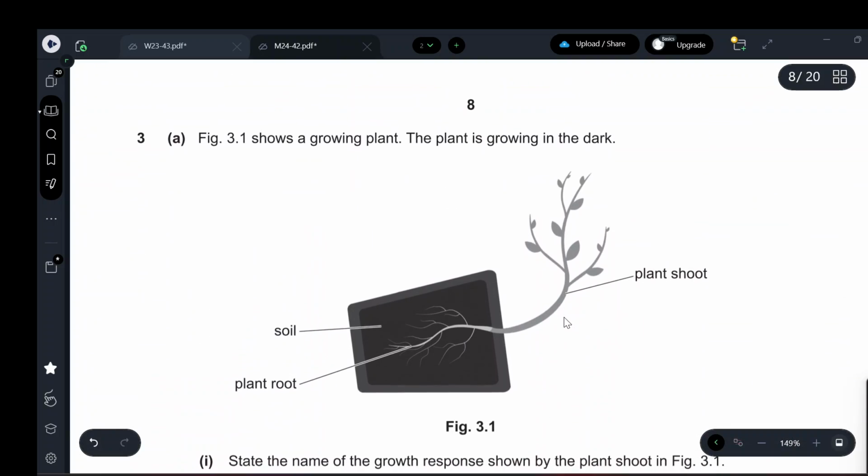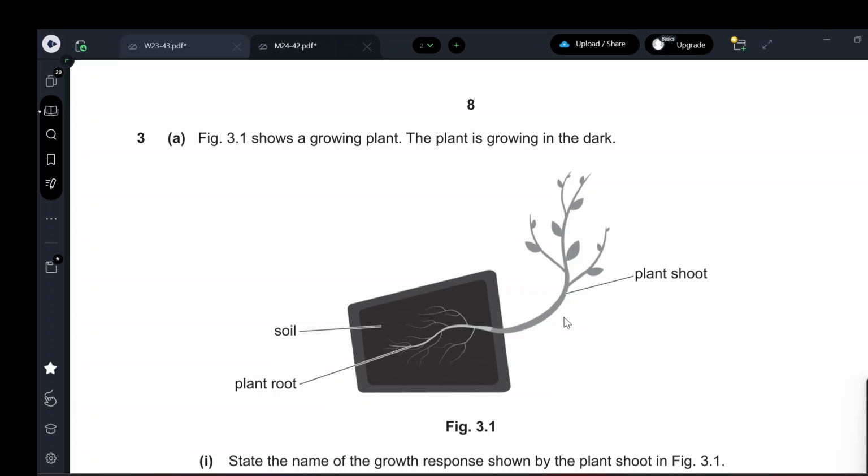So, question 3. Figure 3.1 shows a growing plant. The plant is growing in the dark. He put it on its side, and this is what happened. State the name of the growth response shown by the plant shoot. The shoot bends upwards.